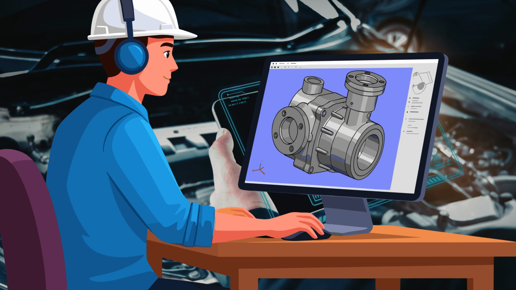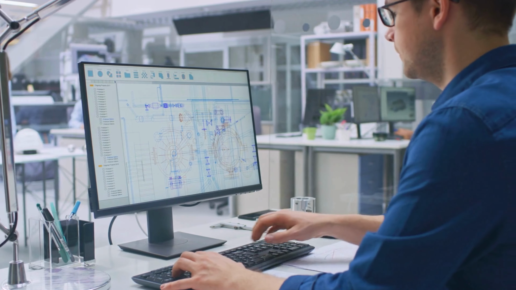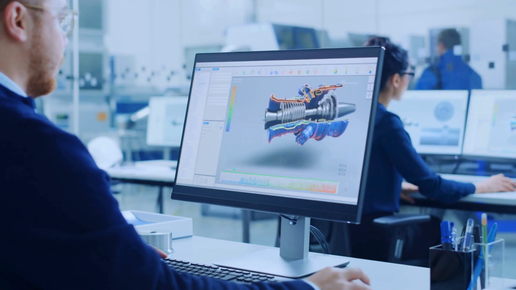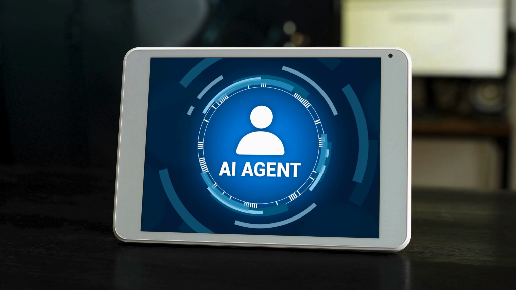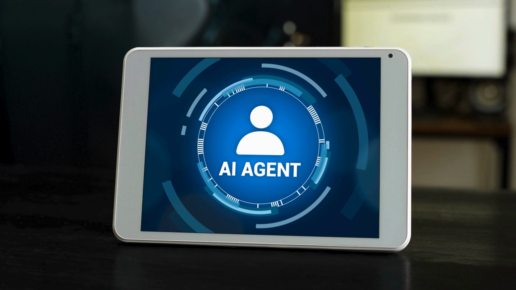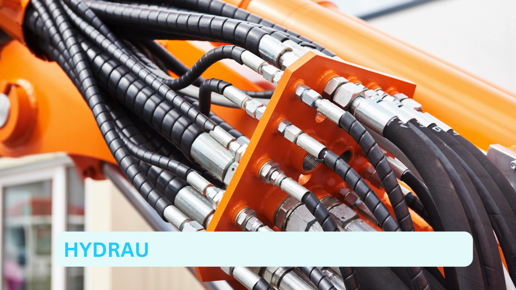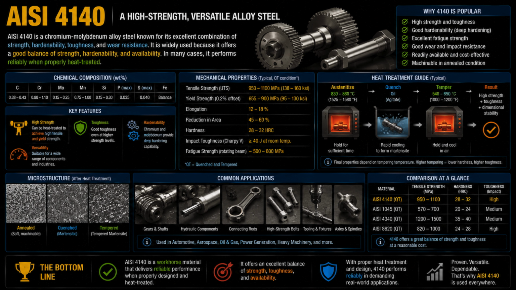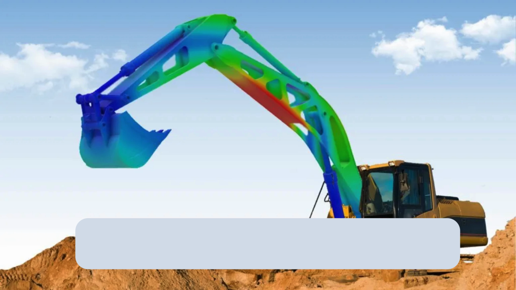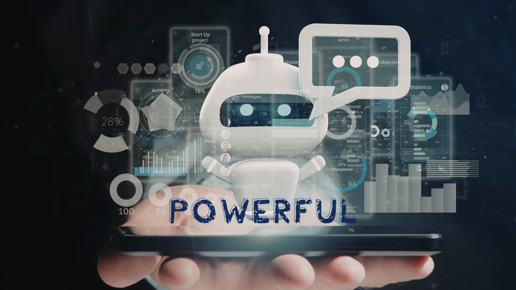As mechanical engineers, we already use tools every day. CAD software helps us design. FE software helps us analyze. PLM systems help us manage data. AI agents are simply another engineering tool. Imagine uploading a 200-page drill rig service manual and asking the agent to identify all hydraulic maintenance procedures. Or giving it a steel standard and asking it to summarize the important mechanical properties. Or asking it to compare different materials for a boom structure. That's what makes AI agents powerful.